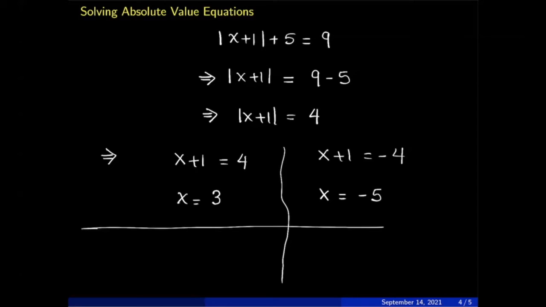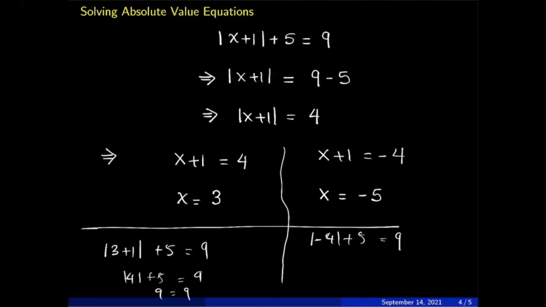You can also verify that if I plug 3 in the very first equation, I get the absolute value of 3 plus 1, plus 5, is equal to 9, which is 4 plus 5 is equal to 9, because the absolute value of 4 is 4. If I plug in -5, it's going to be the absolute value of minus 4, plus 5 is equal to 9. But the absolute value of any number is positive, so it's 4 plus 5 is equal to 9, so 9 is equal to 9. So it means this has a solution.